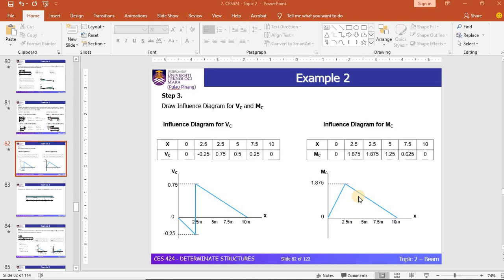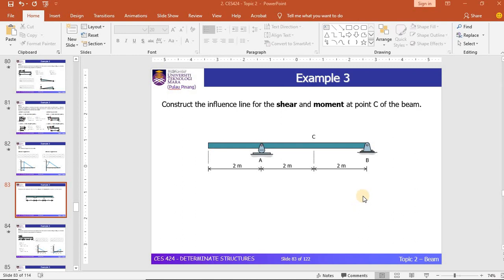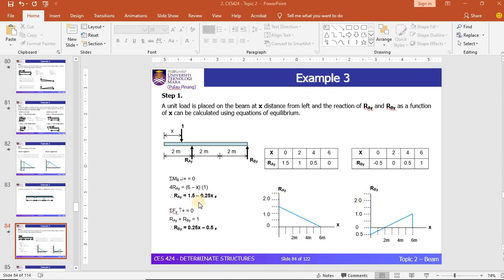Let's move to example 3. Okay, so in example 3 we have an overhanging beam. Okay, so in examples 1 and 2 we dealt with the simply supported beam. So in this example, we will generate the influence line diagram for the shear and the moment at the point C. Okay, so let's discuss in detail. Okay, so the first step, you need to find out the reaction at the supports, meaning in terms of the equation.